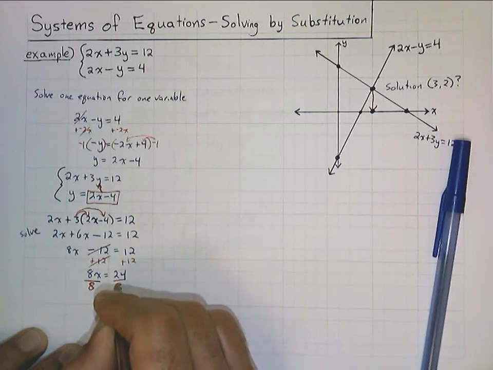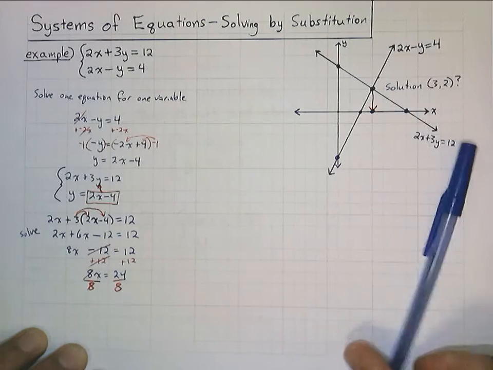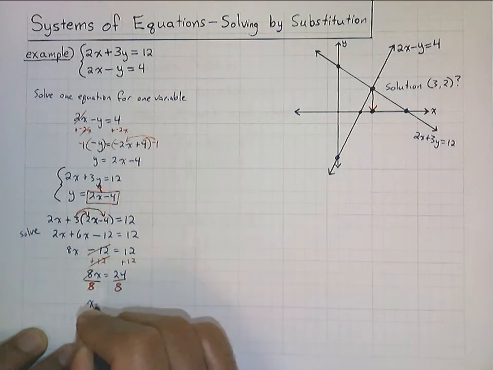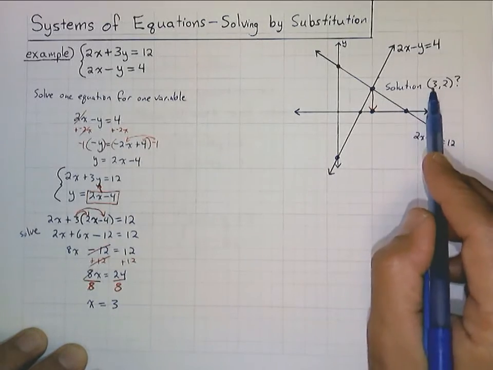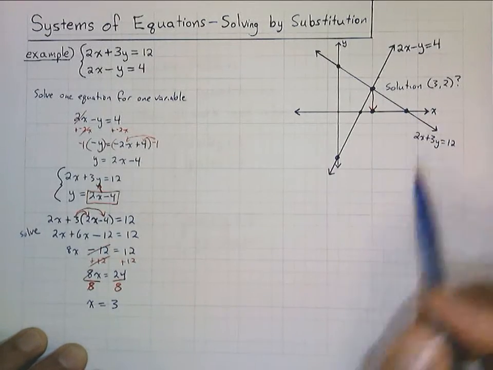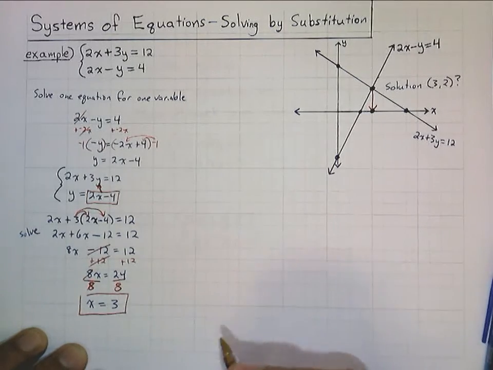Getting ahead of myself here. To cancel out this multiplying by 8. And we have x equals 3, which is what we expected from looking at the graph. Okay. So here's half of our solution, the x-coordinate of the point of intersection.